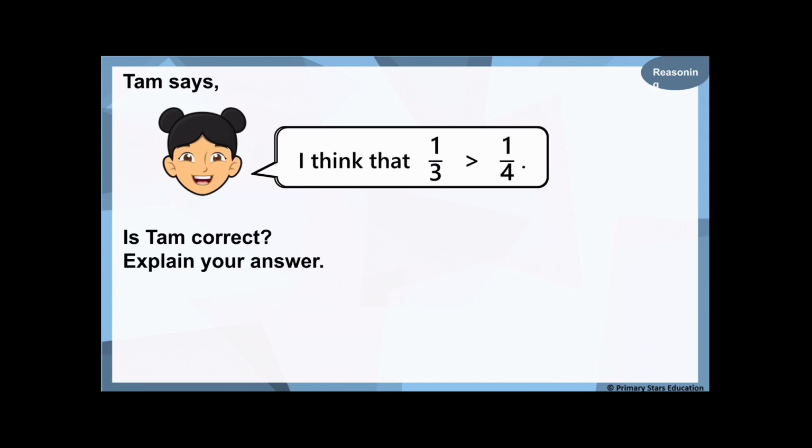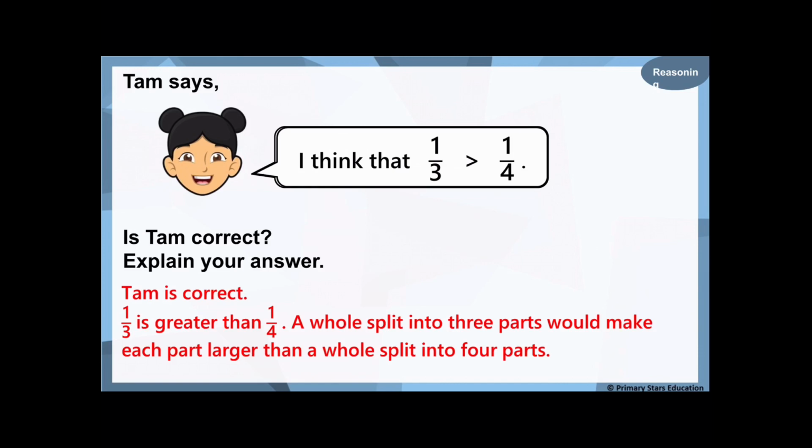Lastly, let's have a think about this problem. Tam says, I think that 1/3 is bigger than 1/4. Is Tam correct? Explain your answer. That's right, Tam is correct. 1/3 is greater than 1/4. A whole split into 3 parts would make each part larger than a whole split into 4 parts.